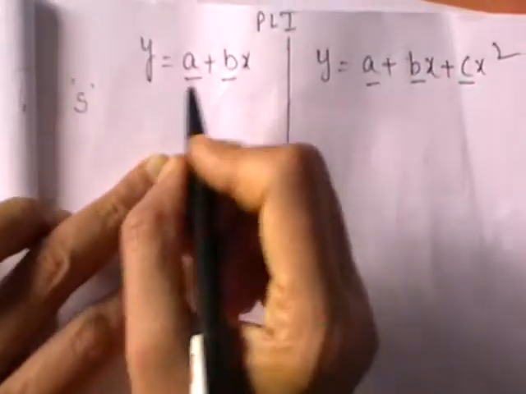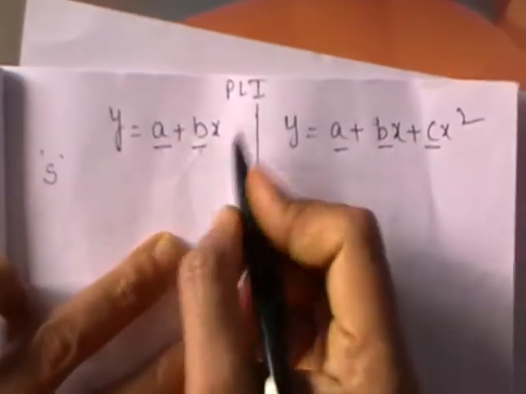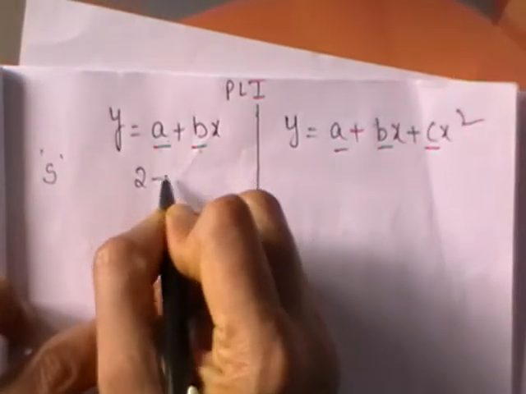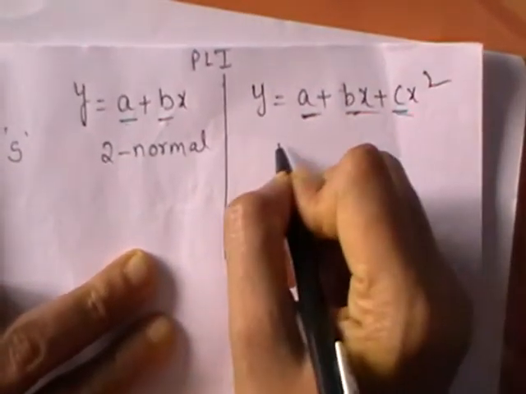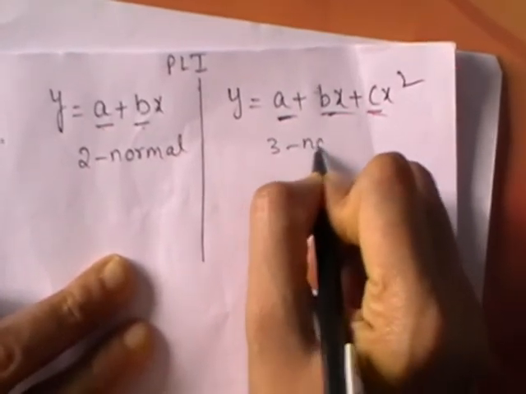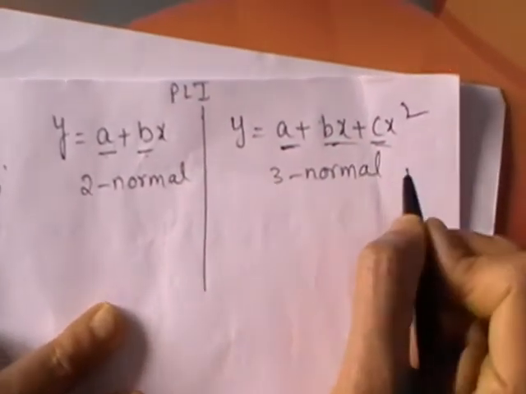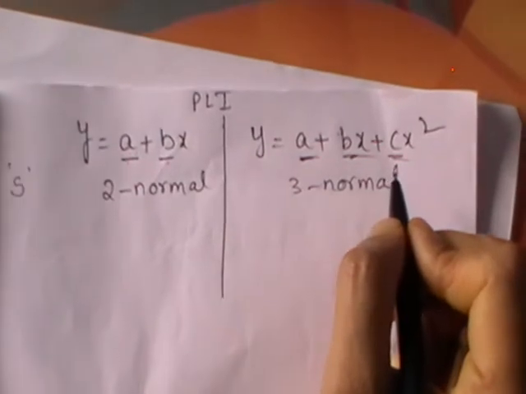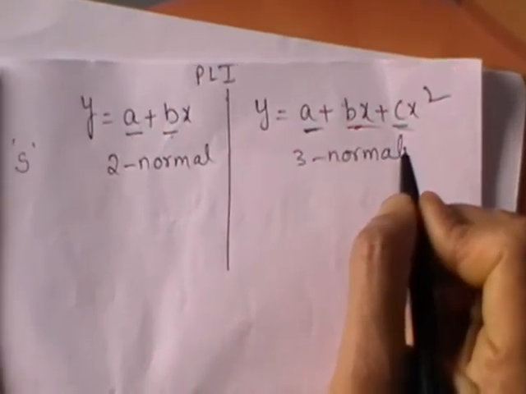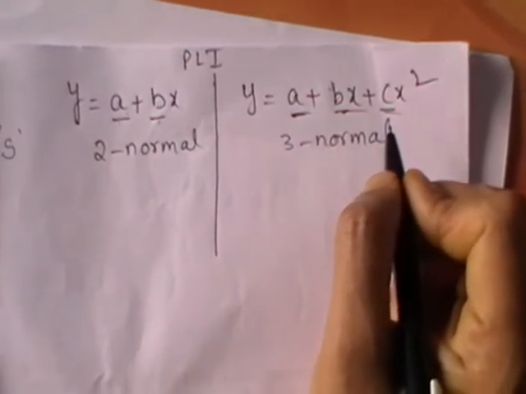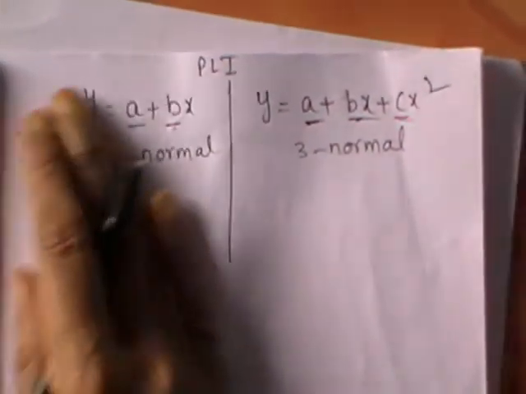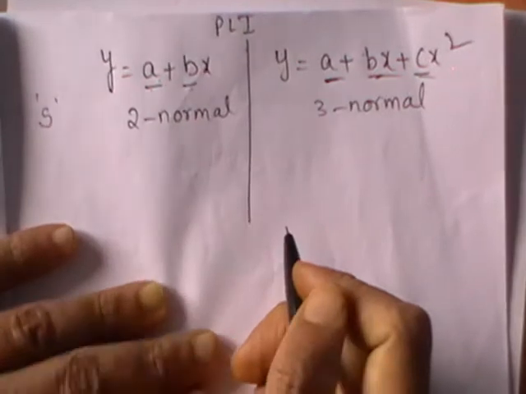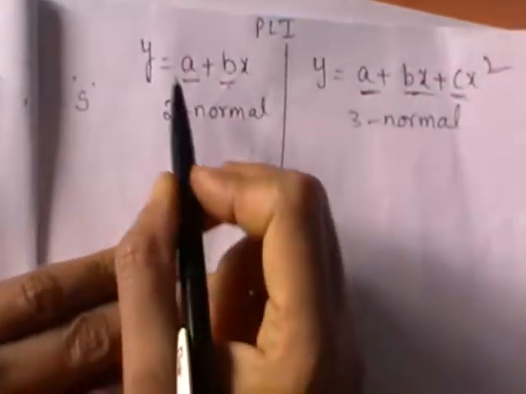So how many constants do you have here? a, b. So how many equations will you get? Two normal equations here. How many normal equations will you get here? Three normal equations. I think you will get a numerical problem in practical also. Let us see how to write the normal equations directly, the shortcut way. But you should learn the procedure for the theory exam. At the same time, you should know how to write the normal equations.